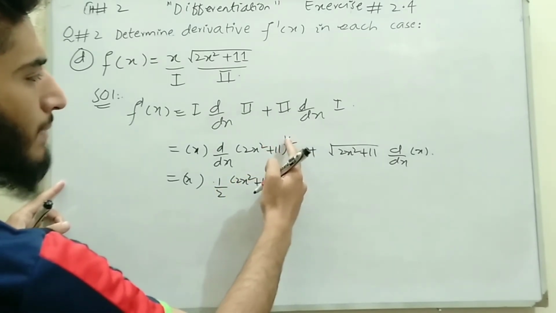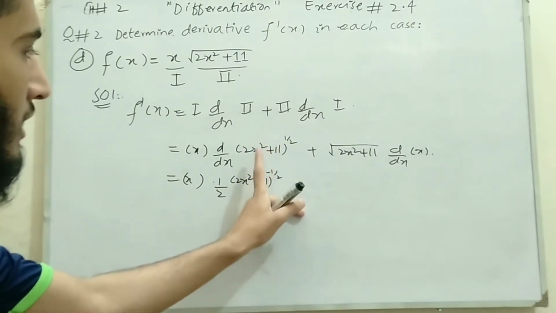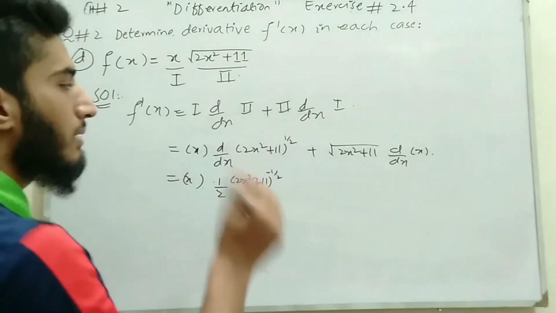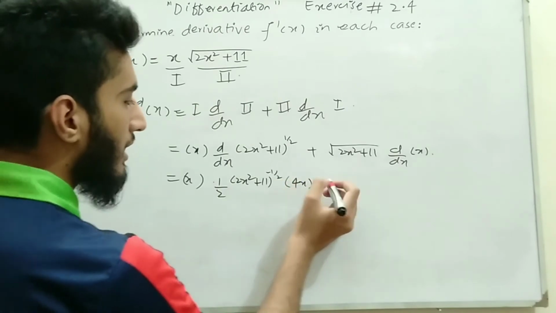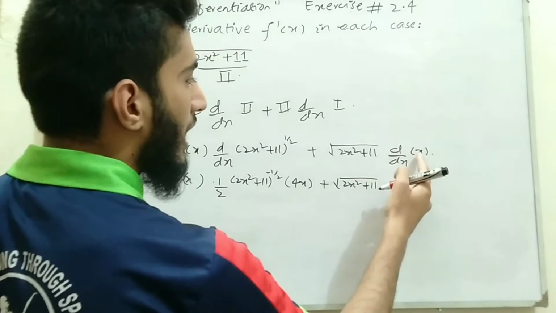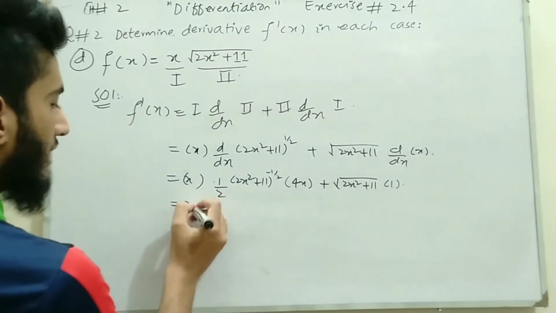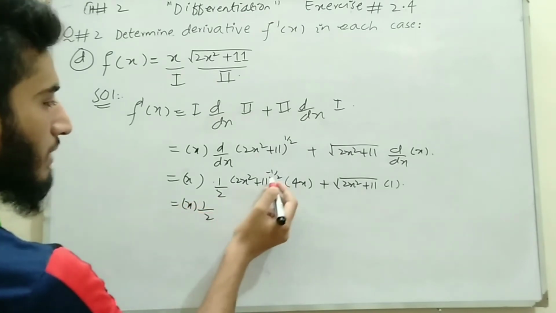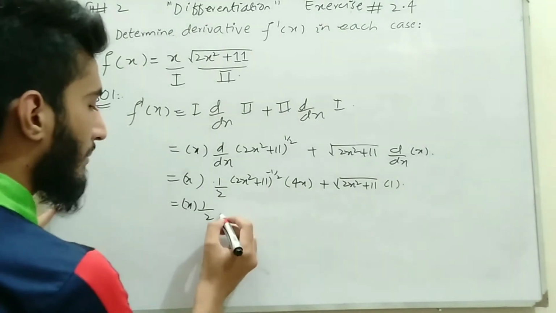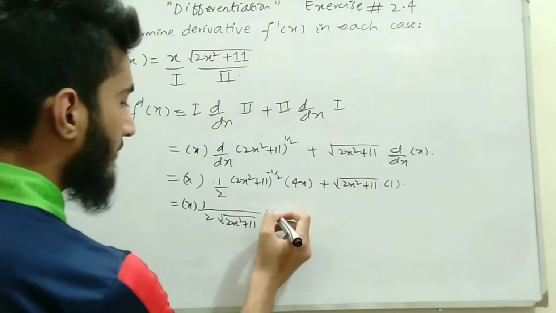When we subtract 1 from 1 over 2, it gives us the power minus 1 over 2, and also take the derivative of this inner function, which gives us a value. Derivative of 11 is 0, and the derivative of 2x square according to the generalized power rule will be 4x. After this, plus 2x square plus 11 under the root, and the derivative of x is actually 1. After this, it will give us x multiplied by 1 over 2. This will come to the denominator, the power will become plus 1 over 2, and we will write it in root form, 2x square plus 11 under the root, multiplied by 4 times x.